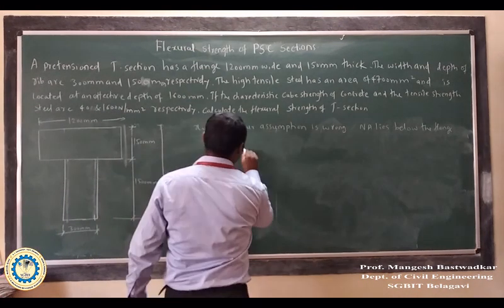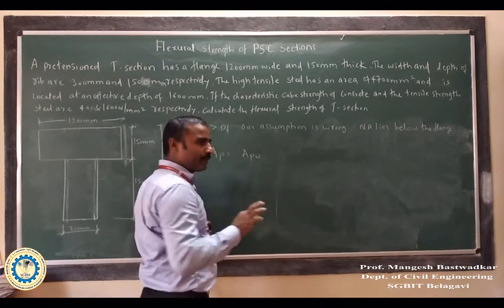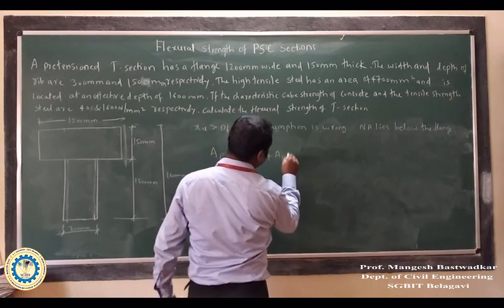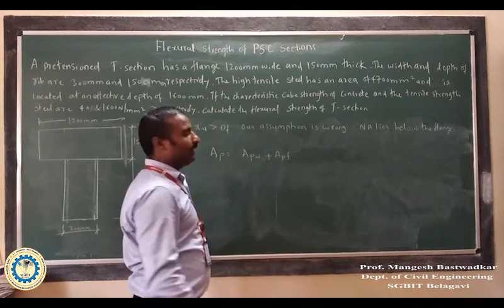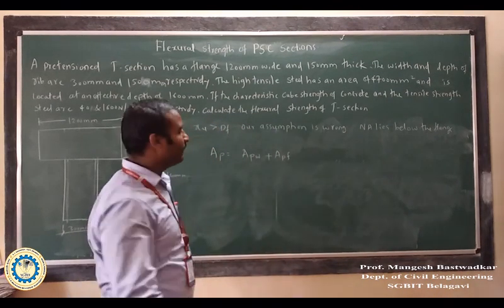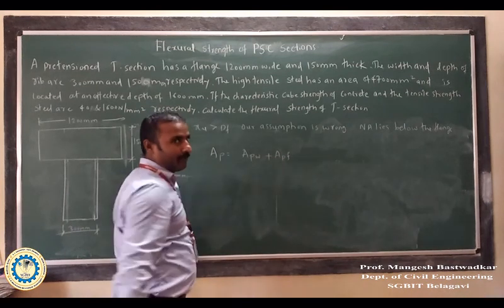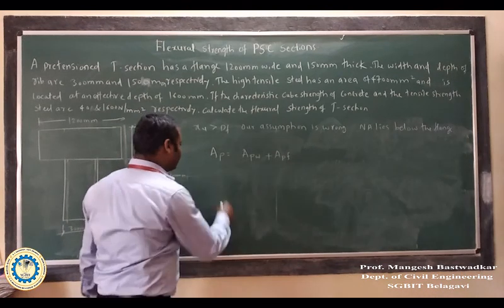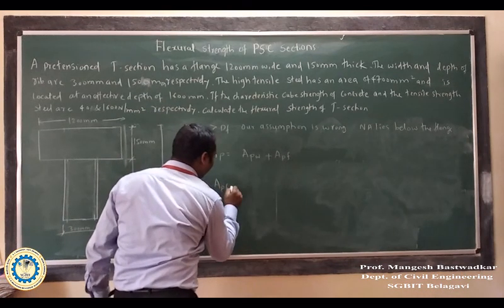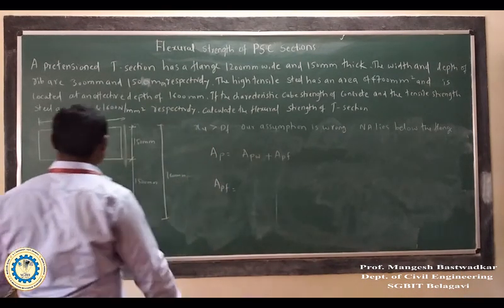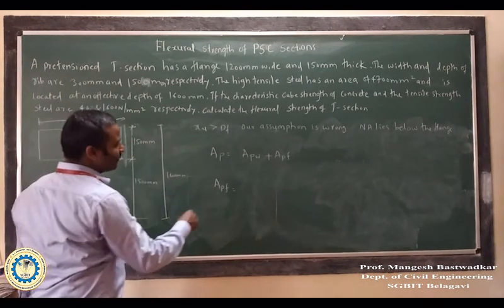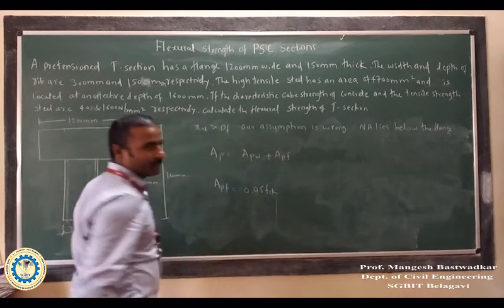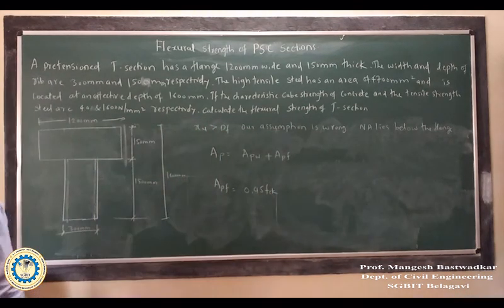Here APW means area of pre-stressing steel in the web portion. Then APF means area of pre-stressing steel in the flange portion. First we will calculate the APF, the area of pre-stressing steel to be distributed in the flange portion. So how to calculate this? Now the stress at the extreme fiber is 0.45 FCK, compressive stress.